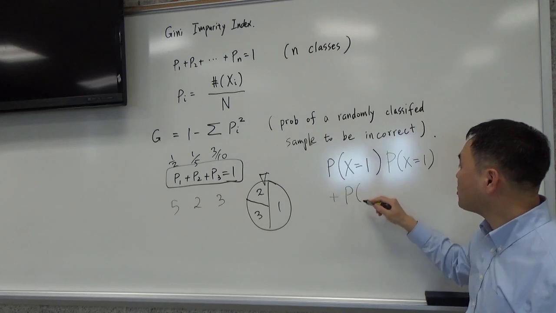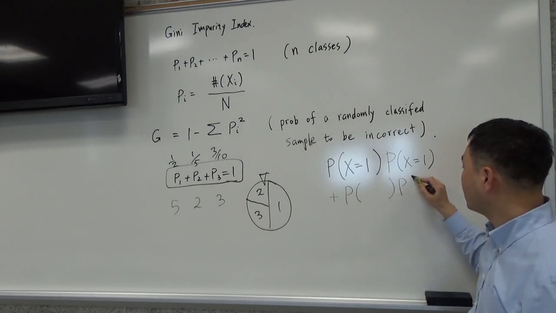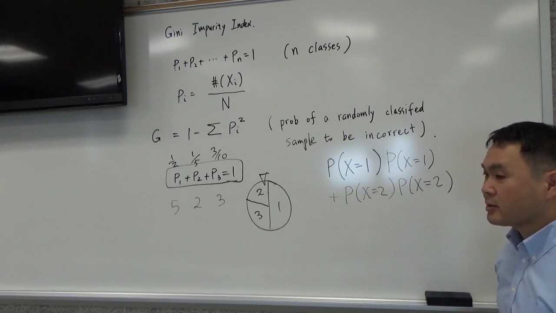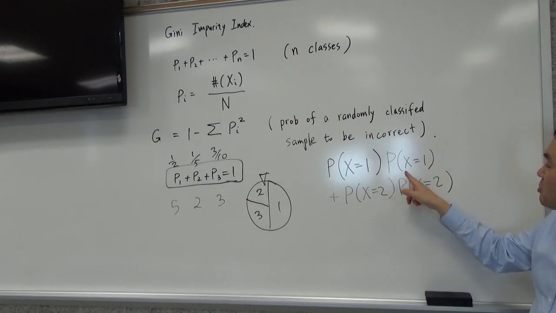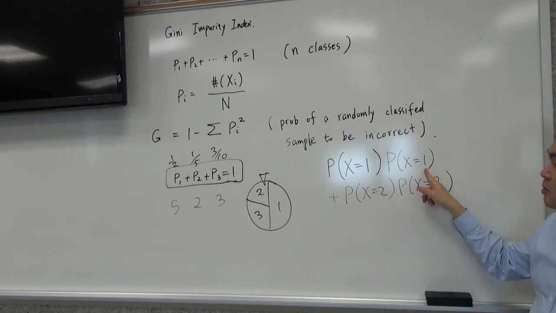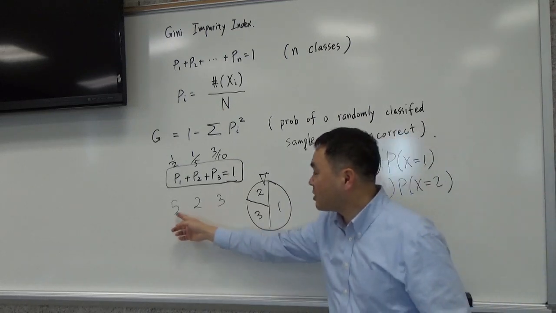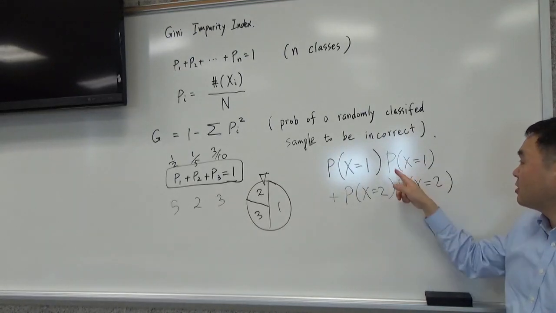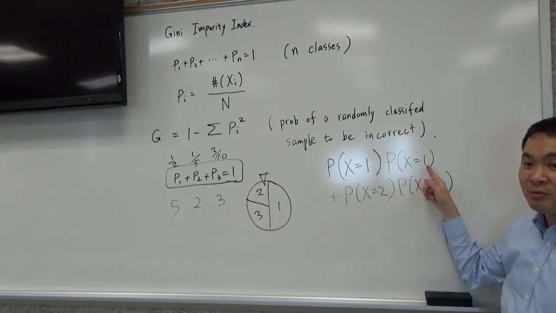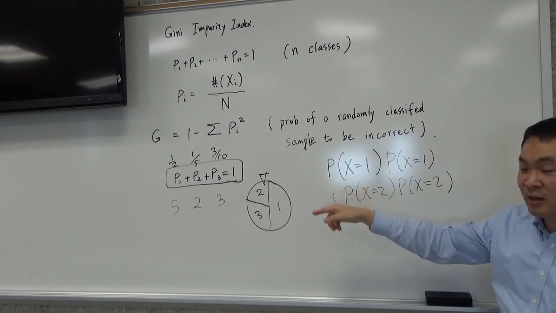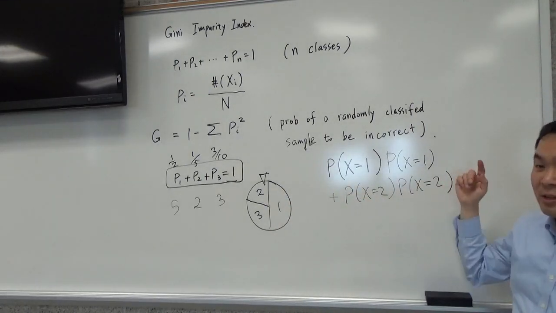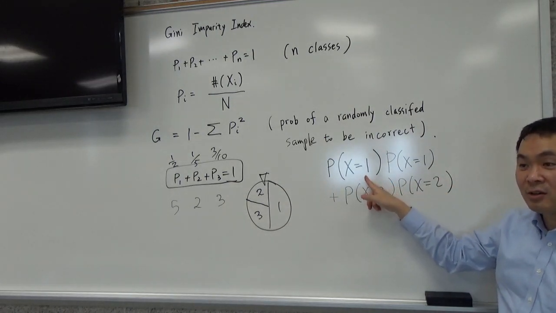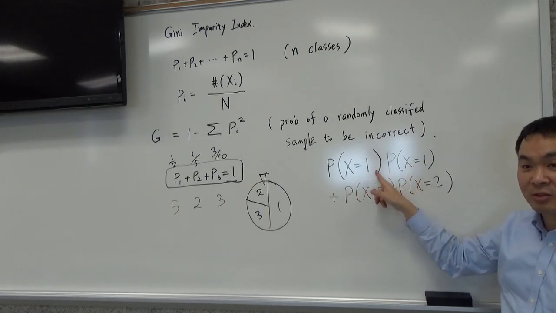Plus probability that... So let's think about what this means. You randomly select one item from the 10. What's the probability that it's going to be 1 from group 1? 1/2, right? But then if you put it back and classify it randomly using this, what's the probability that you're going to correctly identify this as group 1? It'll be 1/2, right? So it'll be 1/2 times 1/2. That's what this means, right?